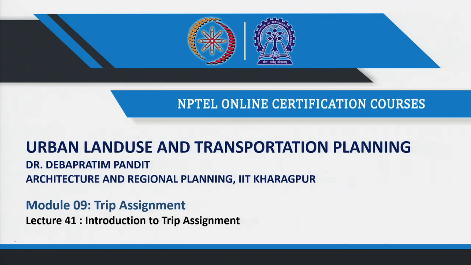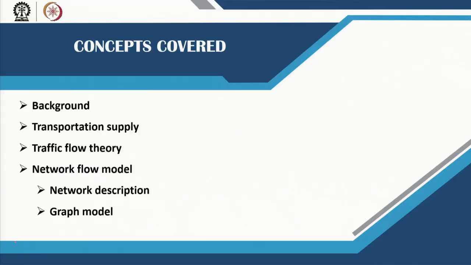Welcome back. In module 9 we will cover trip assignment, and in lecture 41 we introduce trip assignment. So we will start with the background, and then we will look into transportation supply, the traffic flow theory, the network flow model, and then within the network flow model we will look into how to describe a network and to build a graph model.